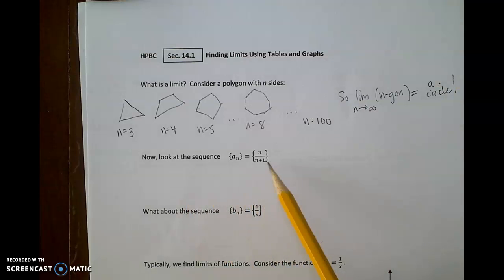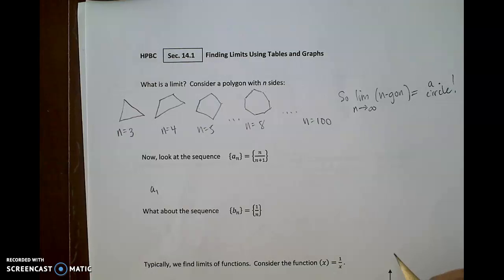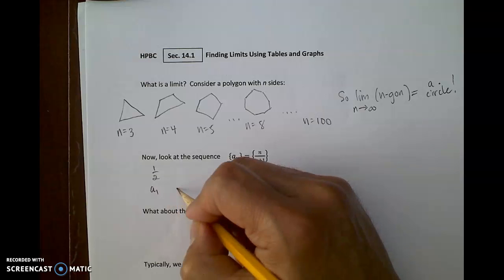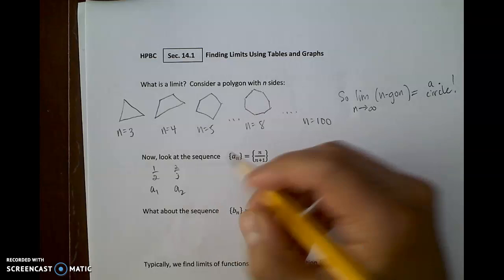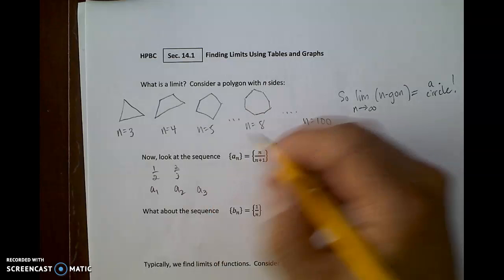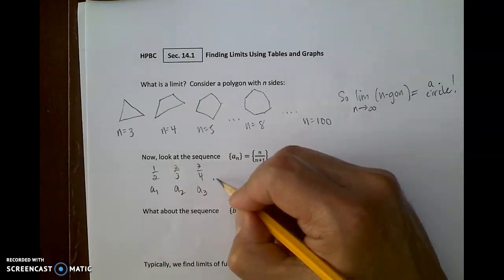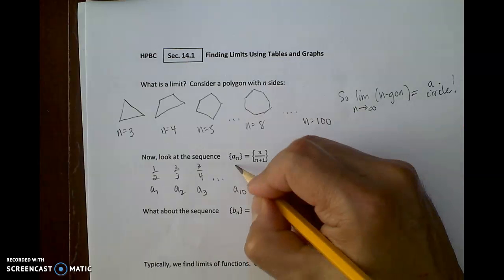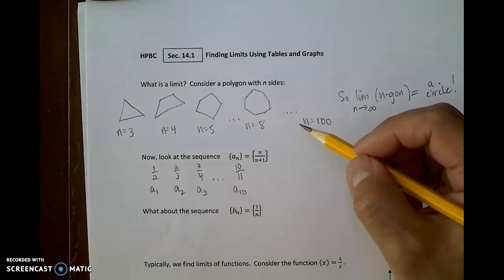Now let's look at the sequence. Here is an expression that is describing a sequence. If we look at the first term, we plug 1 in for n, I get 1/2. The second term, plug 2 in for n, 2/3. The third term, 3 in for n, we get 3/4. I skip all the way to maybe the 10th term. The value of the 10th term would be, plug 10 in for n, I get 10/11.